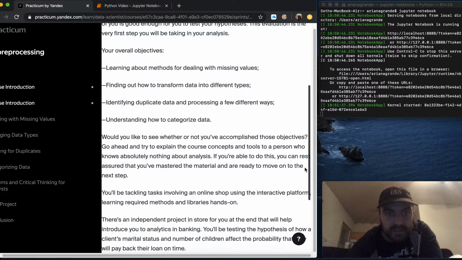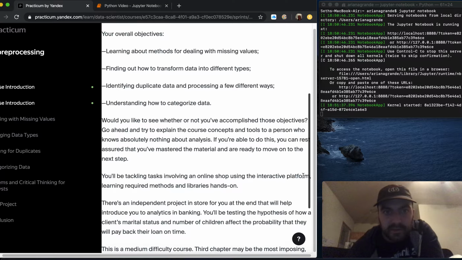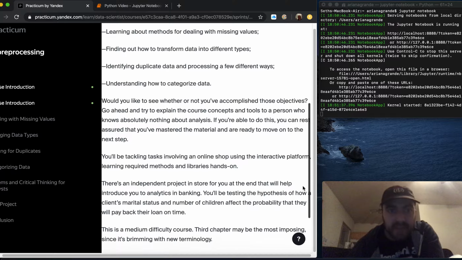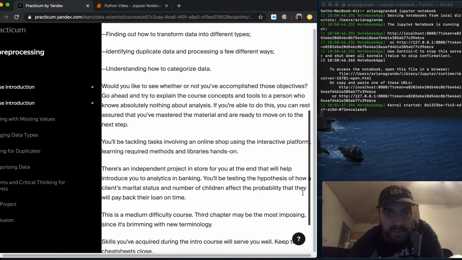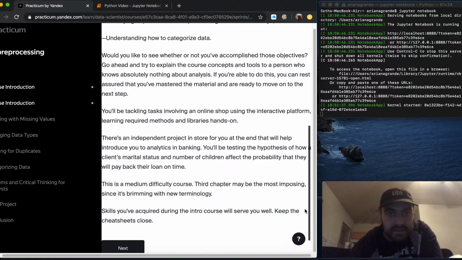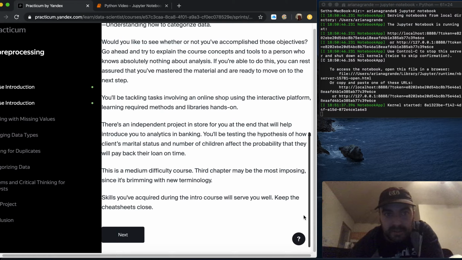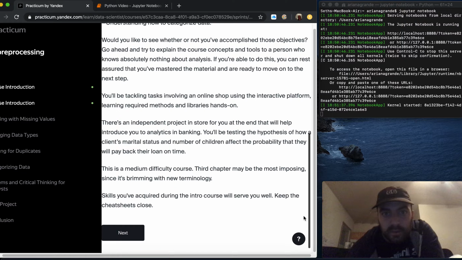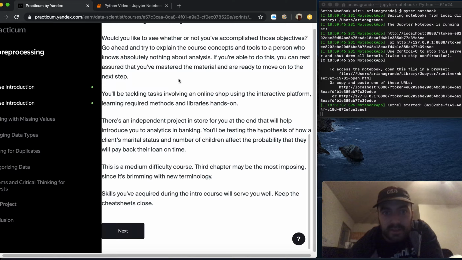Your overall objectives are to learn about methods of dealing with missing values, find out how to transform data into different types, identify duplicate data and process it in a few different ways, and understand how to categorize data. Would you like to see whether or not you've accomplished those objectives? Go ahead and try to explain the course concepts and tools to a person who knows absolutely nothing about analysis. If you're able to do this, you can rest assured that you've mastered the material and are ready to move on to the next step.